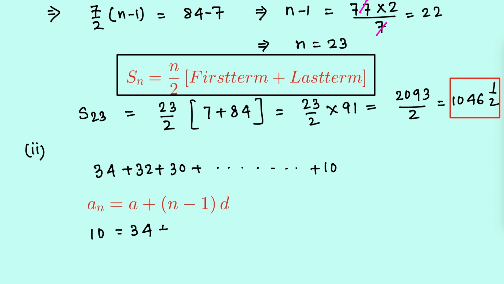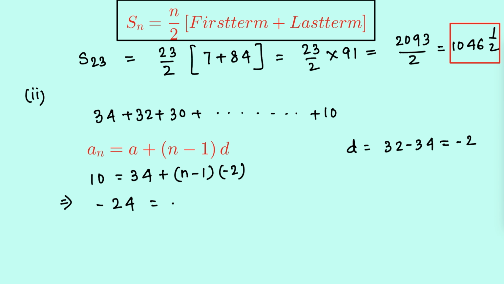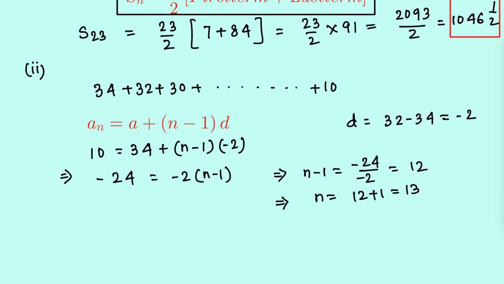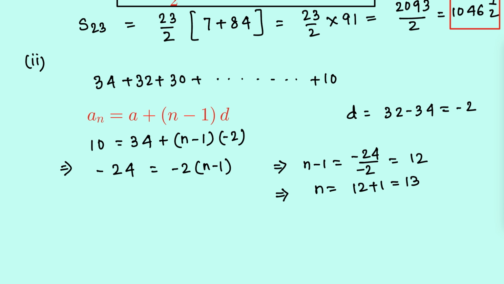A is 34, the first term, plus n minus 1, we have to find n, and d, the common difference, is equal to 32 minus 34, which is equal to minus 2. So we can write this as minus 24 is equal to minus 2 into n minus 1, or n minus 1 is equal to minus 24 by minus 2, which is 12, or n is equal to 12 plus 1, that is 13.